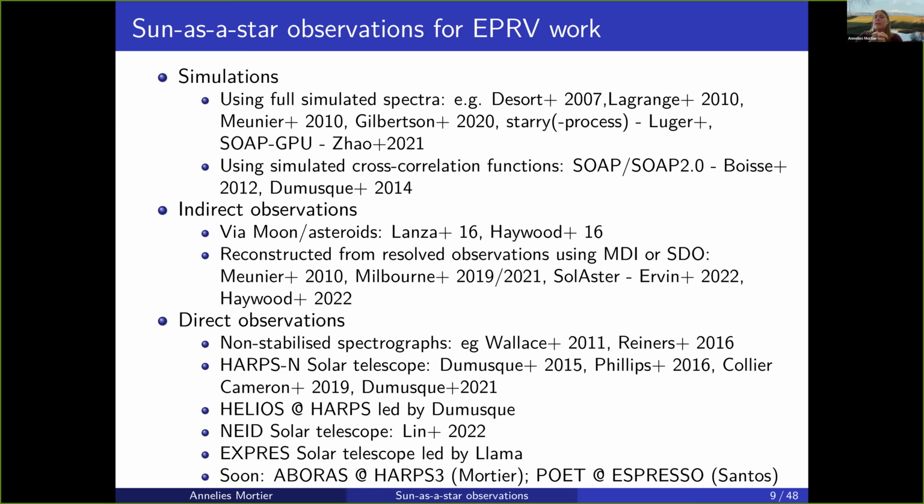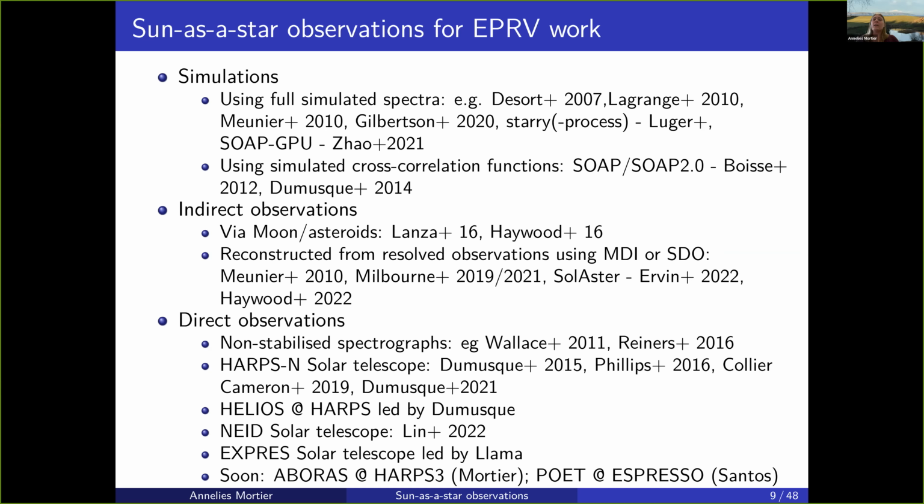So there are several out there that do full simulated spectra. There's a couple of references there that you can see. Starry process also comes with open source code on GitHub. You can also do just simulating cross-correlation functions or average spectral line profiles, such as SOAP and SOAP 2.0, which are all open source as well.